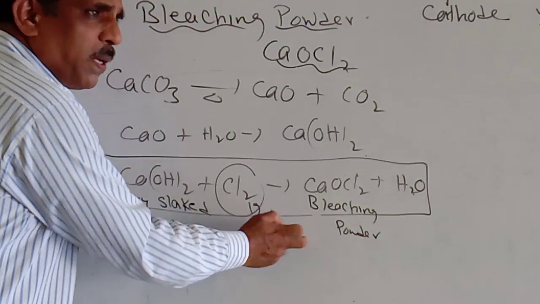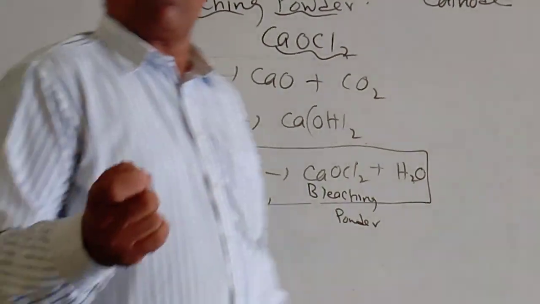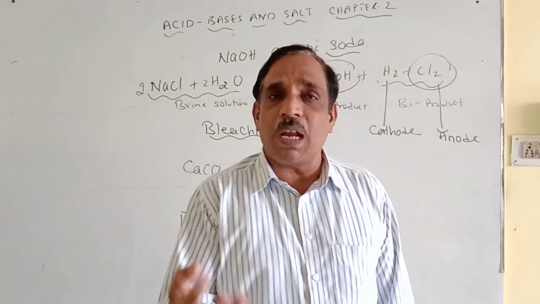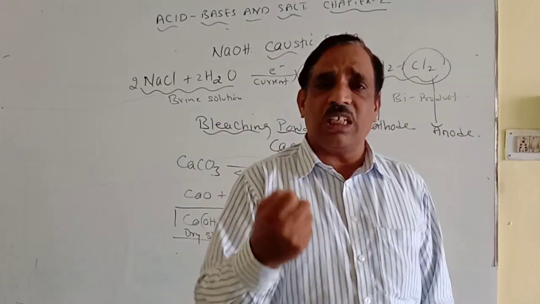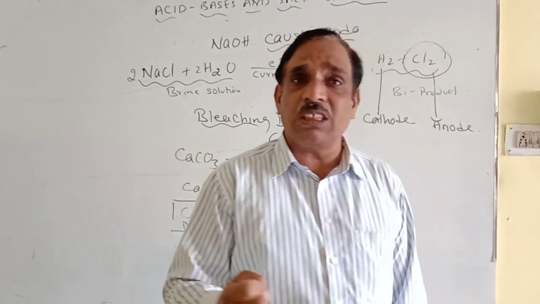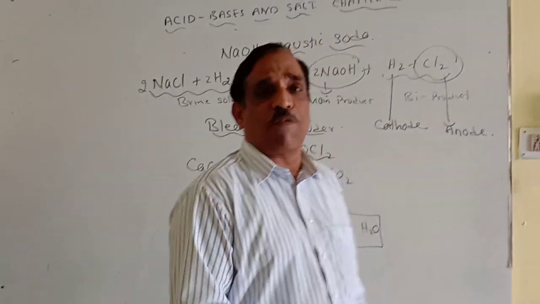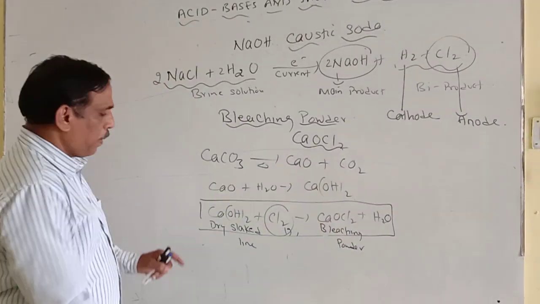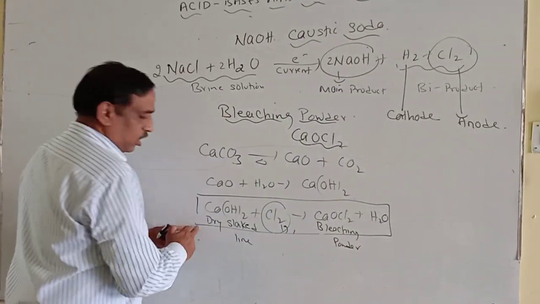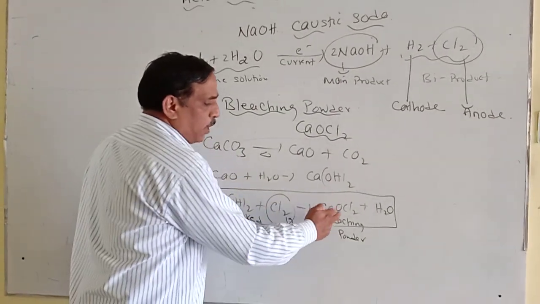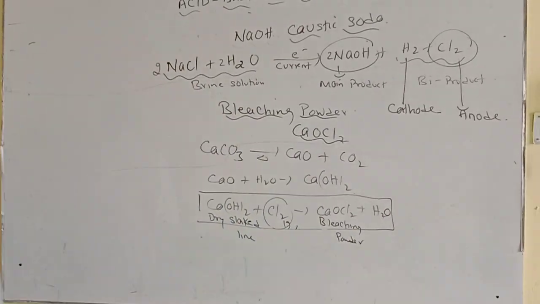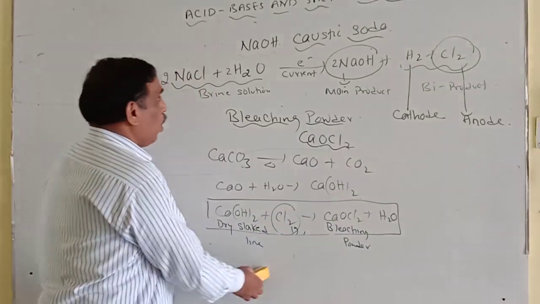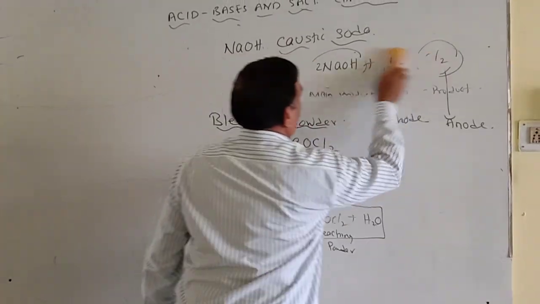A lot of questions can be asked on this. One straightforward question that can be asked is: a compound X, which has a strong smell of chlorine and is used as a common disinfectant, identify the substance and write the chemical equation for its preparation. The compound X is calcium oxychloride, and the equation for the preparation is this: slaked lime reacting with chlorine to form bleaching powder and water. Again, this equation is very important, as it will also help you to answer some other important questions in this chapter.